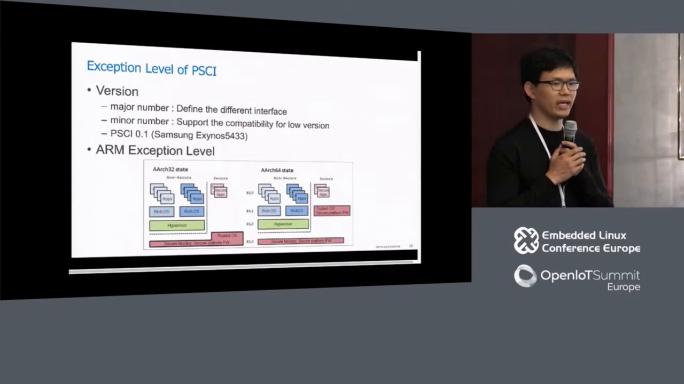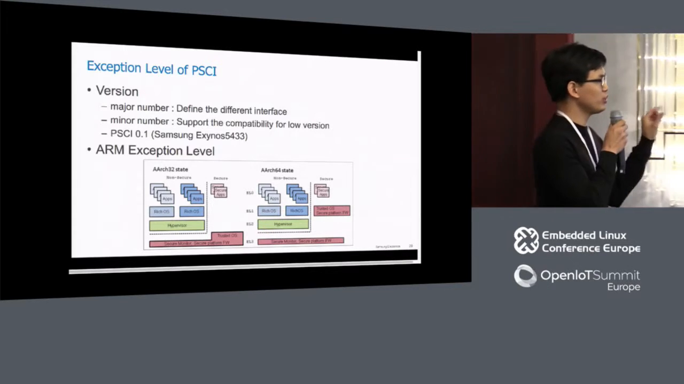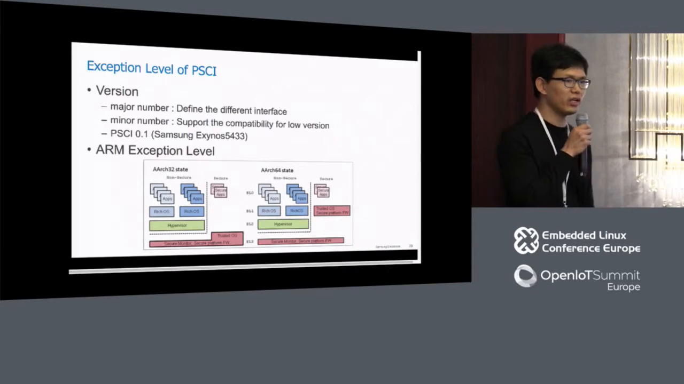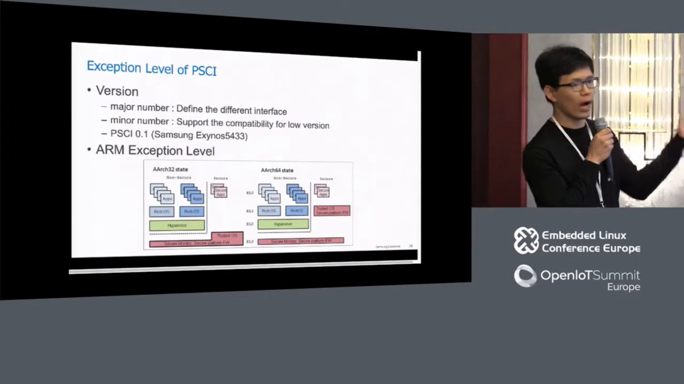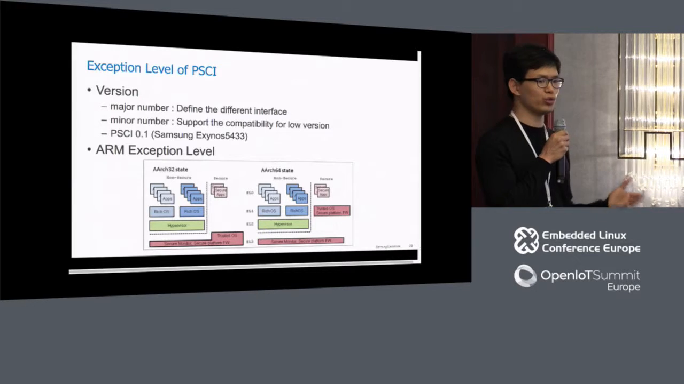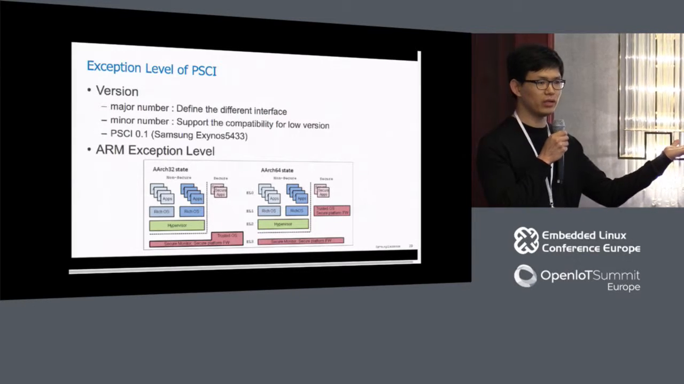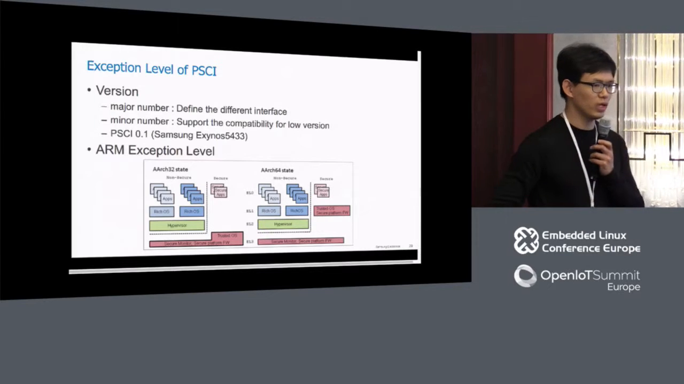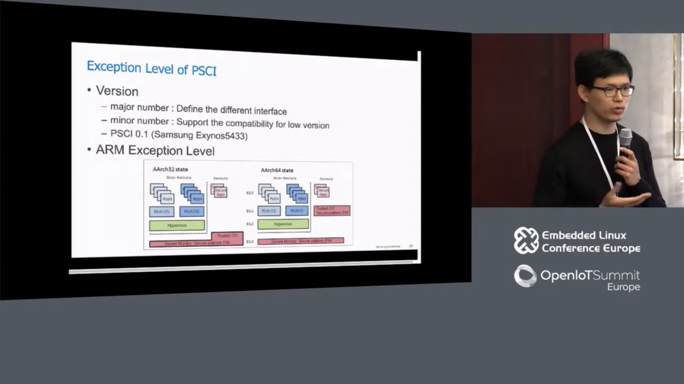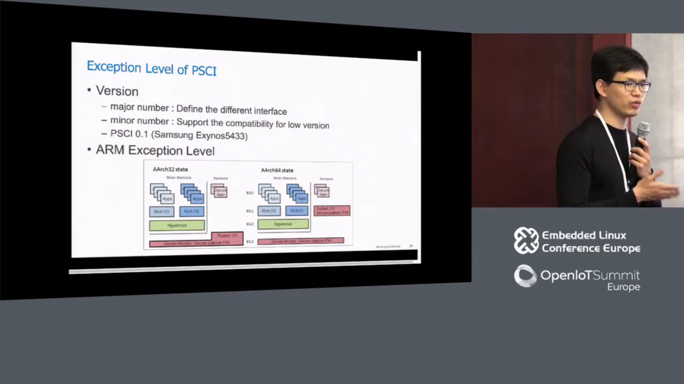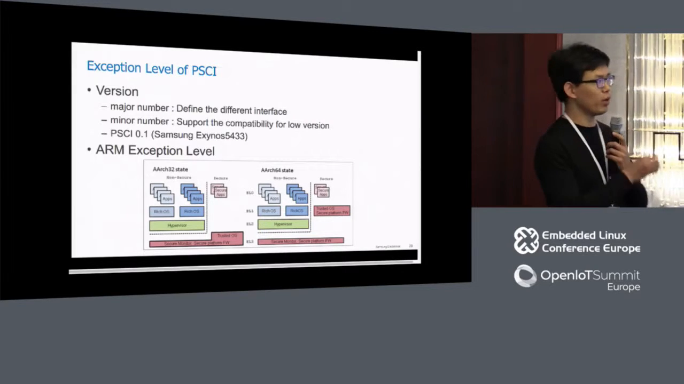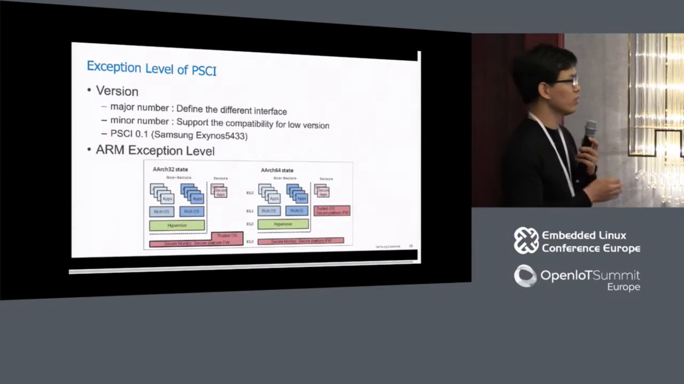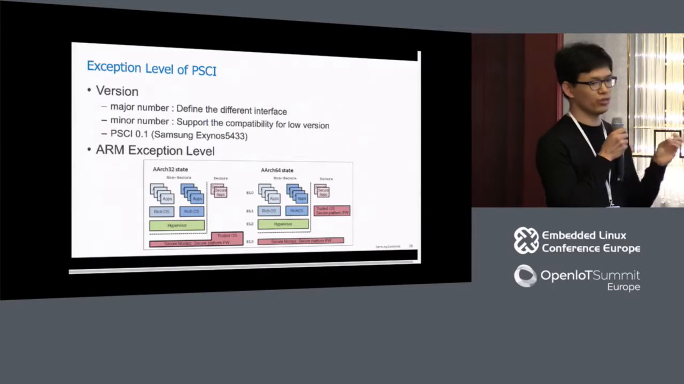Also, PSCI handles the exception level. Each of the ARM32 and ARM64 architectures has exception levels. So usually the Linux kernel operates on exception level 1, the rich OS. So sometimes we need to send some command to another exception level. So we use the SMC or hypervisor command. SMC is the secure monitor call. For example, if we want to turn on the secondary CPU cores, we should use the SMC. In the legacy device driver, we should handle the SMC call directly. But if we're using PSCI, there is nothing specific. We just call the CPU on function, so we can turn on the CPU.